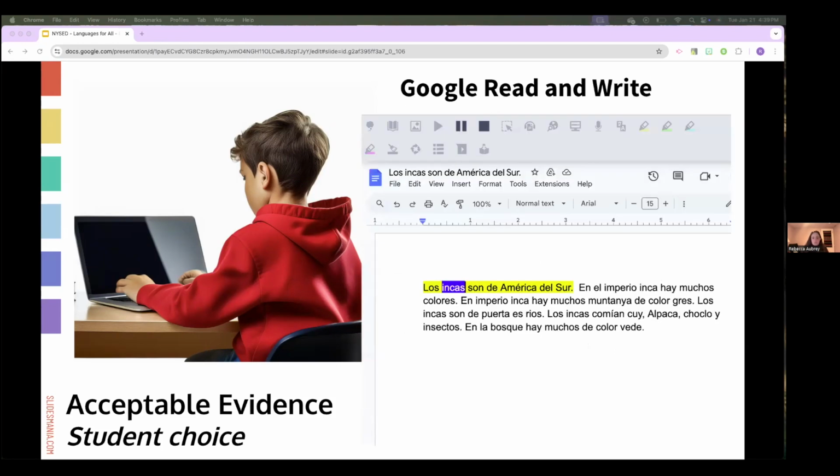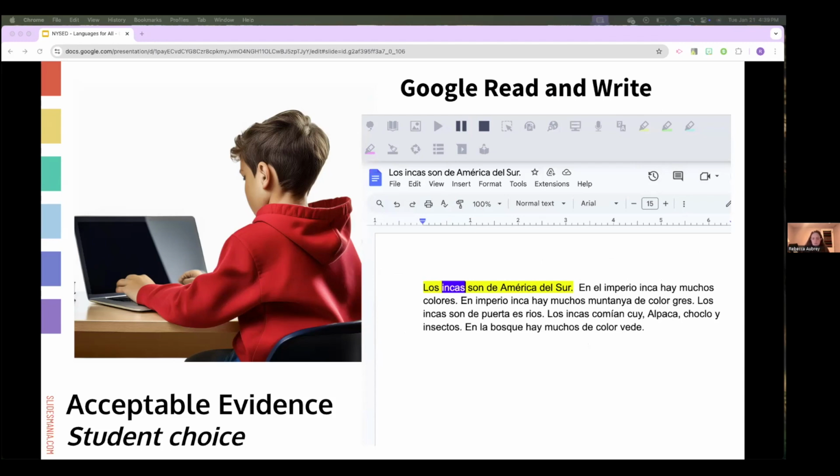Read&Write for Google is another incredible tool, an extension on Chrome that you can download, assuming your district allows it if you're a Google district, and it allows students easier access to speech to text. When they go into speech to text, they can change it to the language of instruction, speak, and Google will recognize it and type it on the page, but it'll also read it back to them.